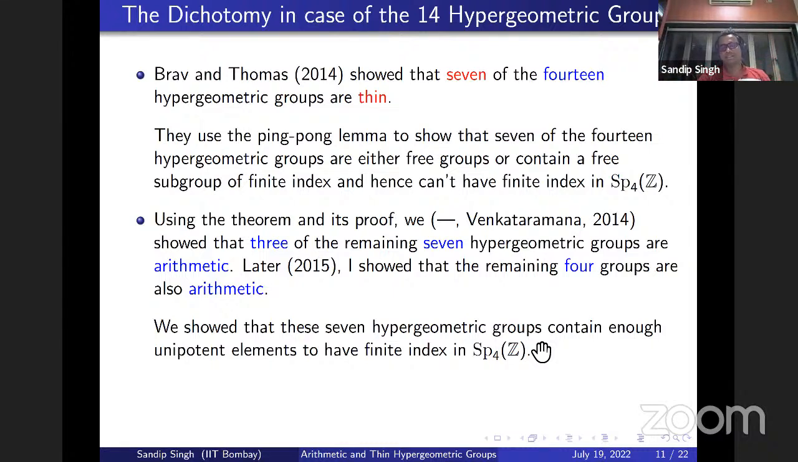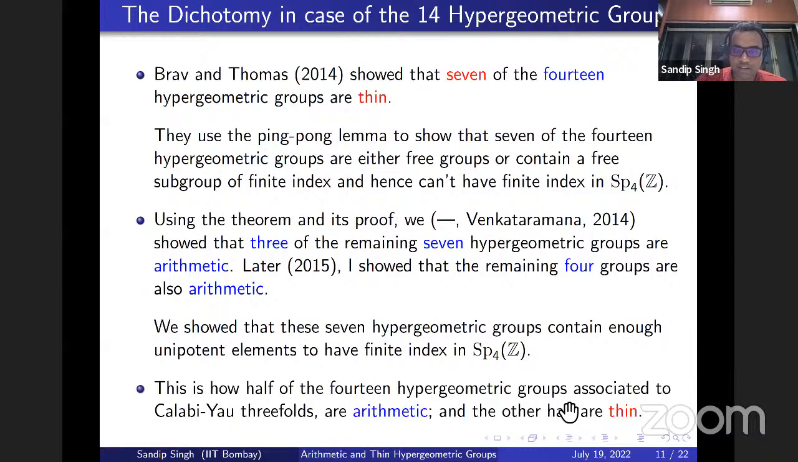Or an even easier criterion was given by Venkatramana. For that you just need to check, because SP4 has a very nice root system, that gamma fg, contained inside SP4Z, contains the important elements corresponding to the highest and second highest roots. Then you get immediately that gamma fg is of finite index, or arithmetic. Zariski denseness is required, but that is anyway there by Beukers-Heckman. So this is how half of the 14 hypergeometric groups associated to Calabi-Yau threefolds are arithmetic, and the other half are thin.